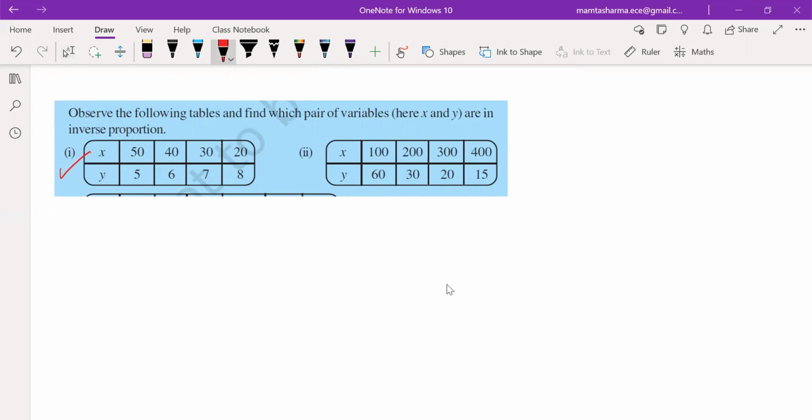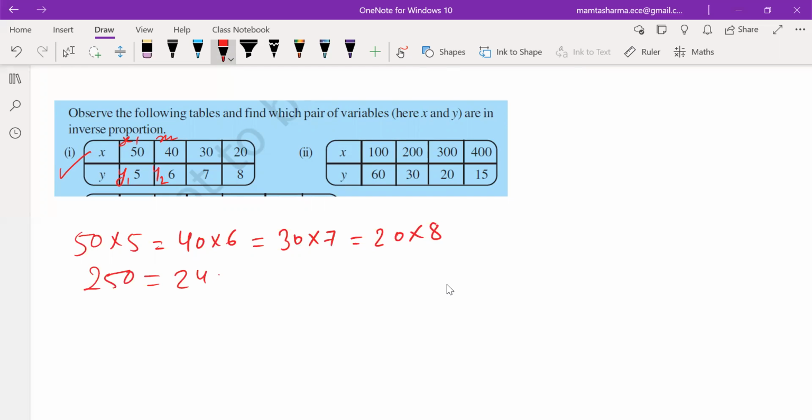For the inverse proportion, what you have to do? Let's say this is x1, y1. This is x2, y2. Just multiply x1, y1: 50 into 5. It should be equal to x2 into y2: 40 into 6. Their multiplication product should be the same. And the second one is also not in inverse proportion. Are they same? 250 is not equal to 240, not equal to 210. How is it inverse?